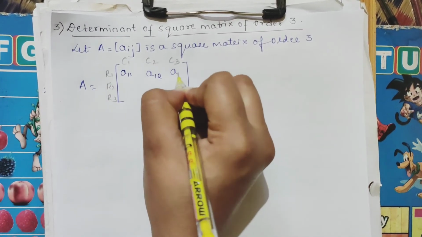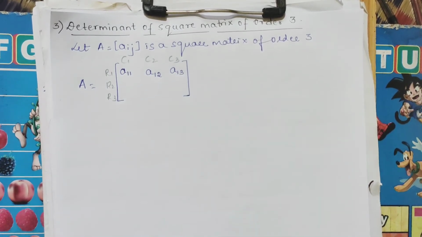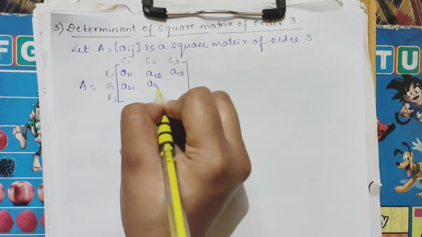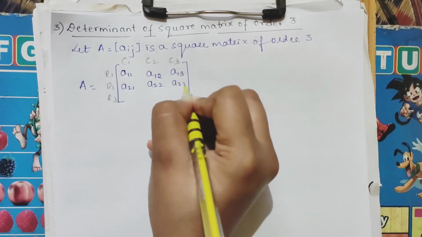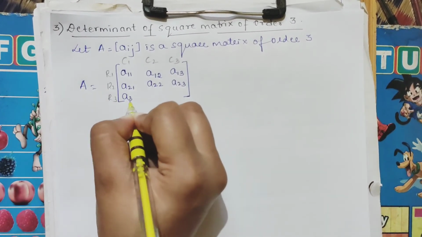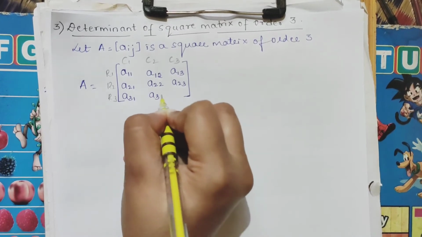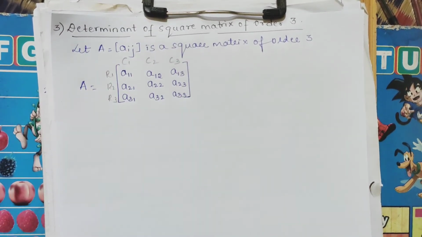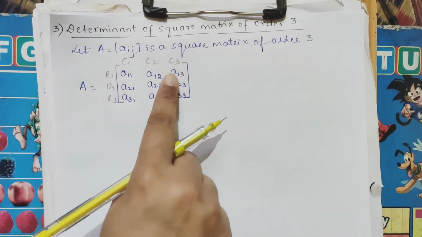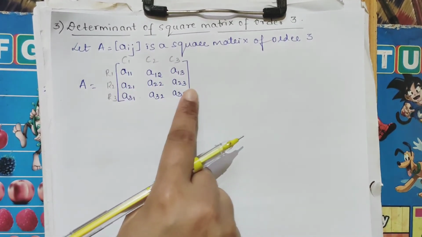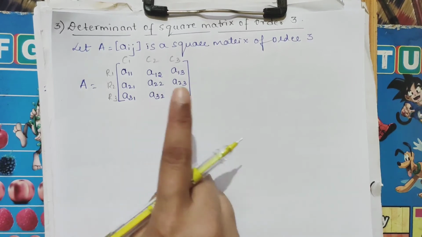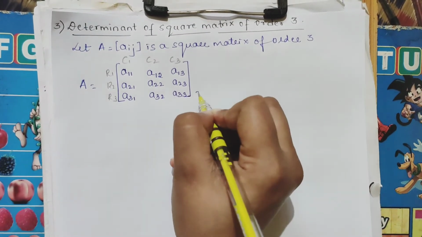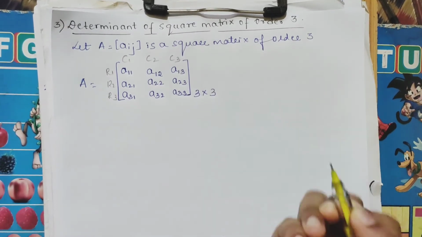Here it will be row 1, column 3. In the same way, row 2, column 1; row 2, column 2; row 2, column 3; row 3, column 1; row 3, column 2; row 3, column 3. Like this we fill. In general we take it like this: A11, A12, A13, A21, A22, A23, A31, A32, A33. Right? This is of 3 cross 3.